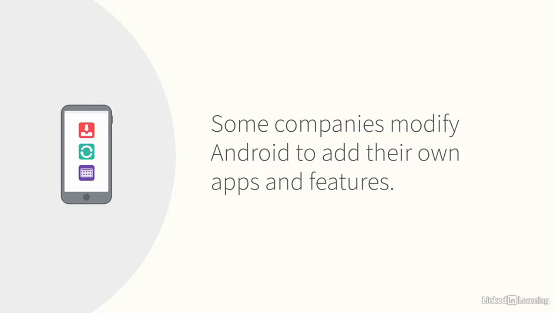Since Android is open source, some of these companies also modify Android to add their own apps and features. This means that two phones running the same version of Android could potentially look really different. Unless the devices came from the same manufacturer, the fact that they both run Android doesn't necessarily mean that they're going to work well together or even have the same features.